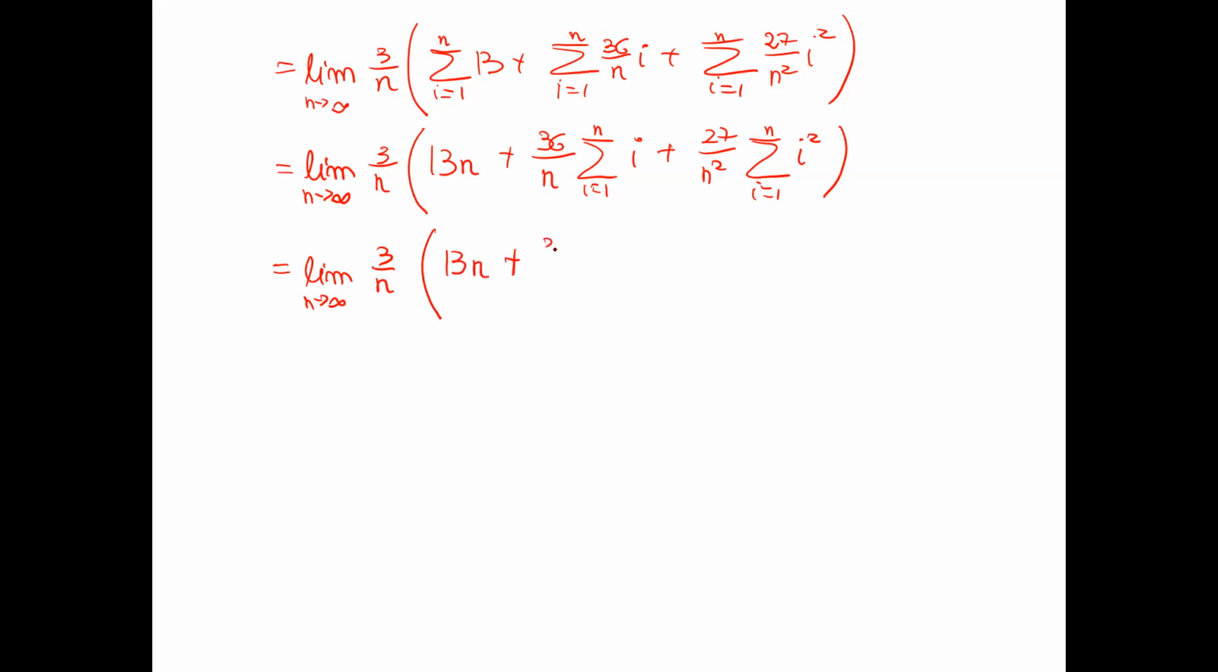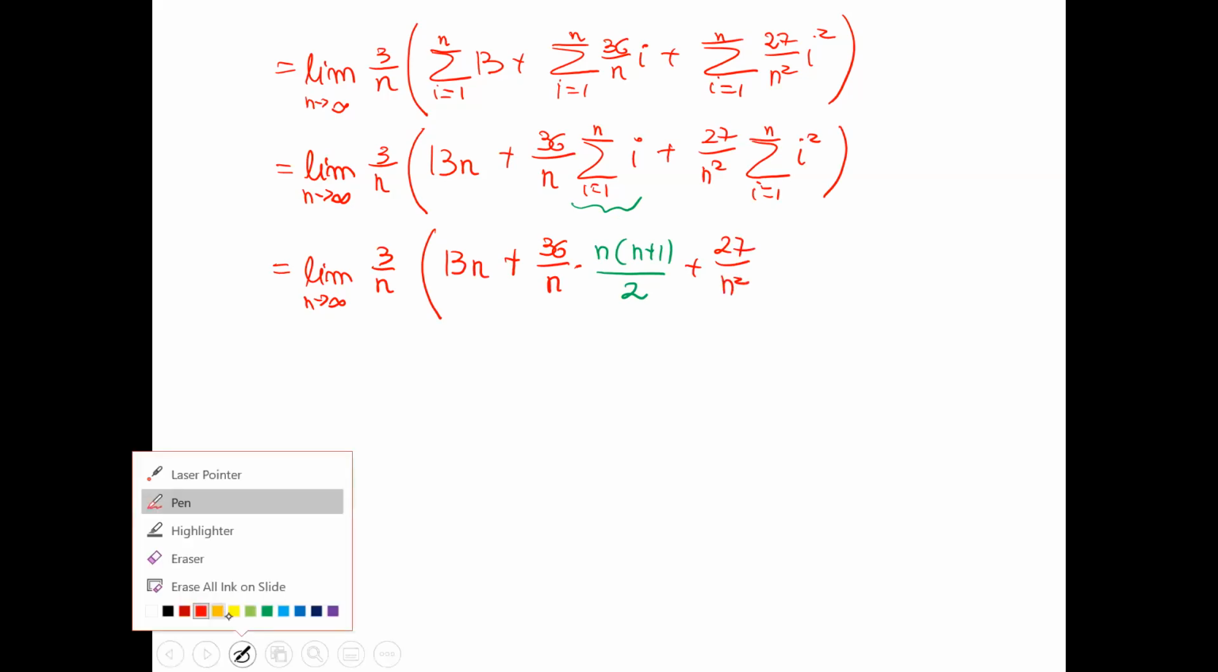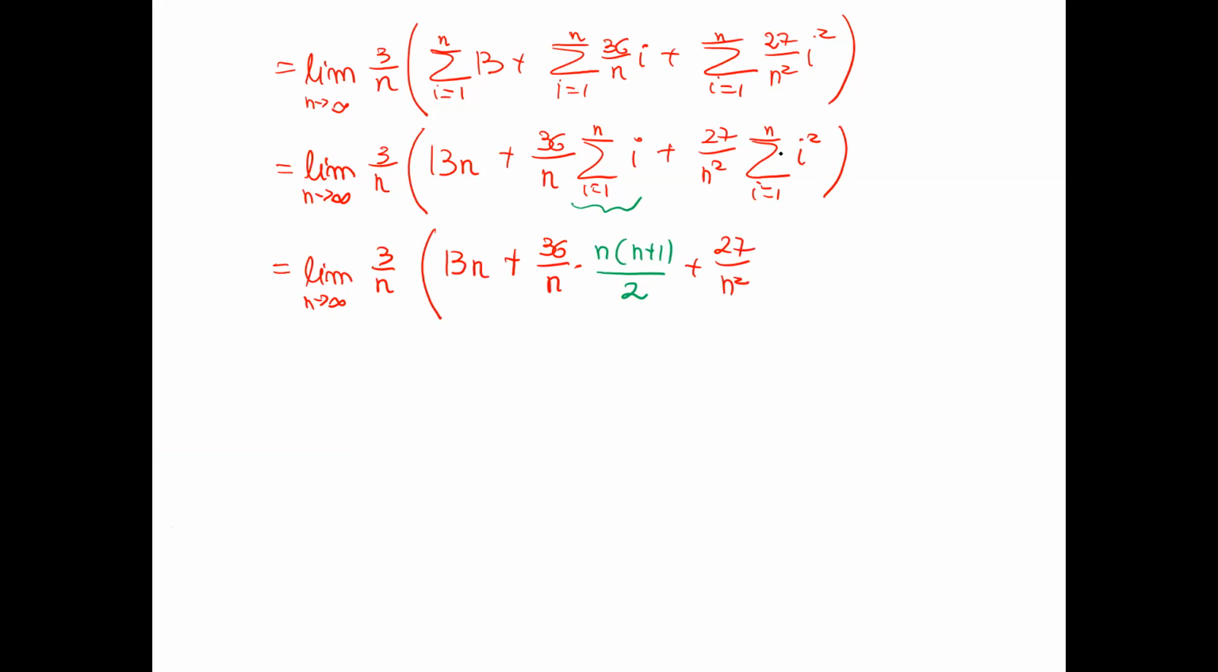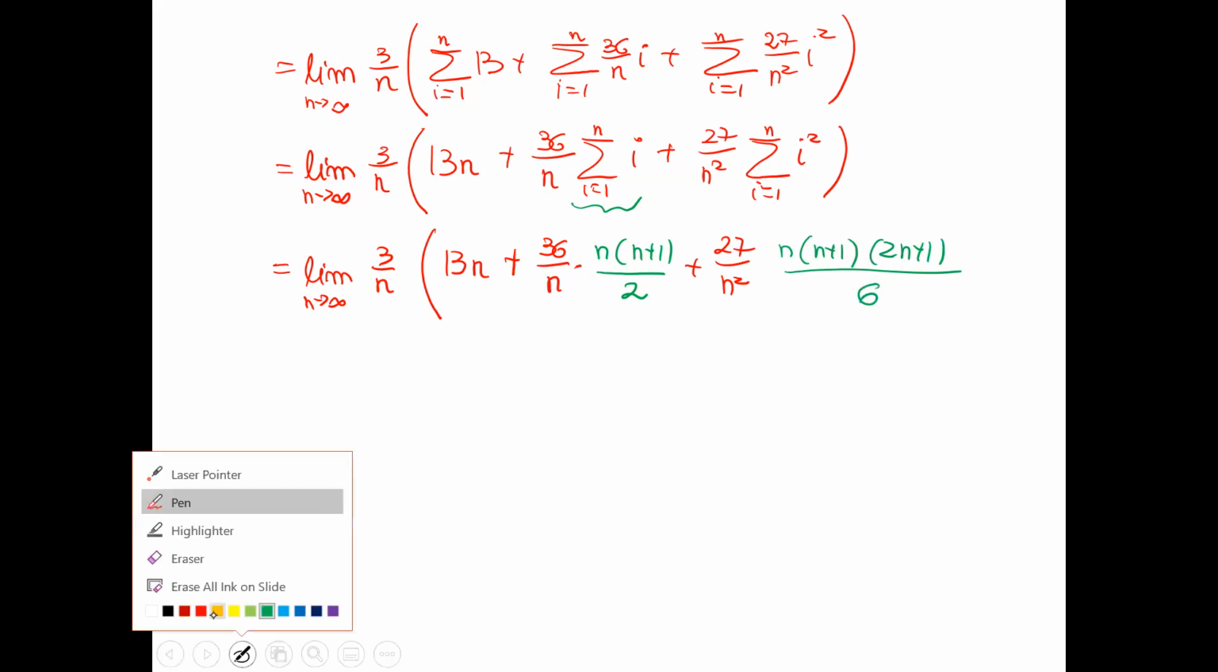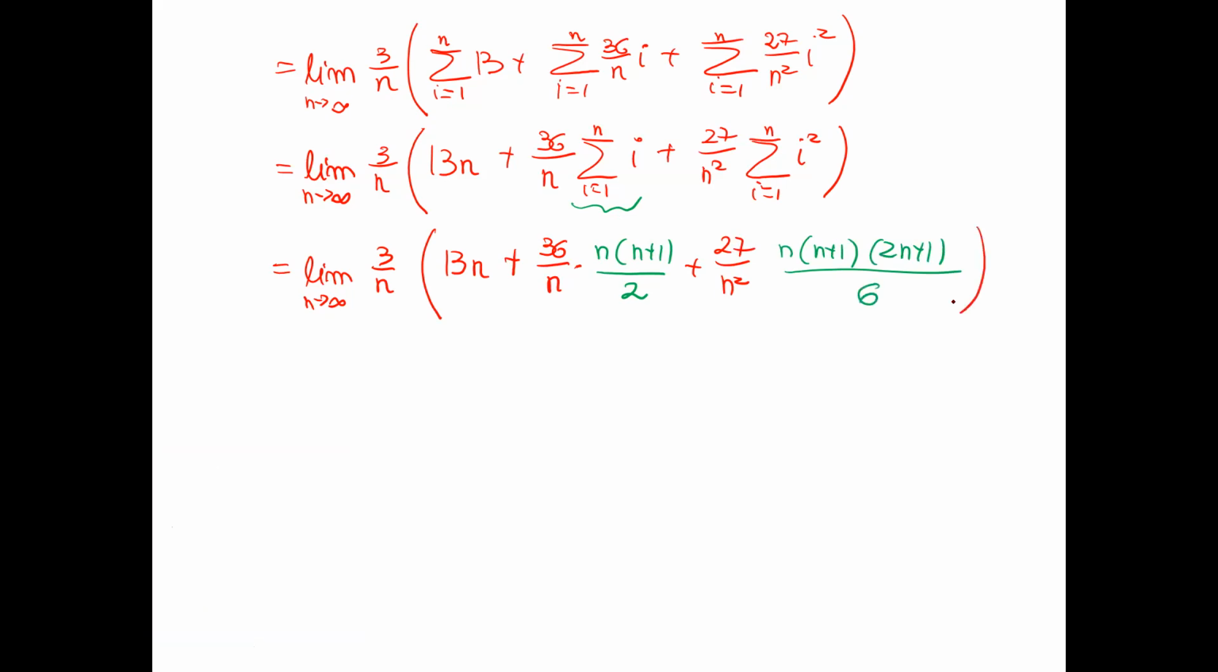13n, 36 over n, and that formula, the addition of the counting numbers, is n times n plus 1 over 2, and this one will be 27 over n squared, and the formula of the square numbers is n times n plus 1 times 2n plus 1, all over 6. Okay.